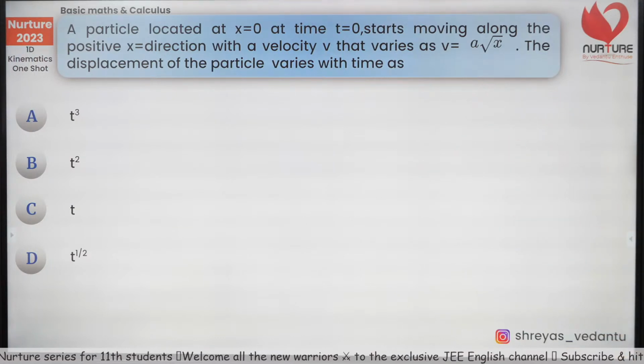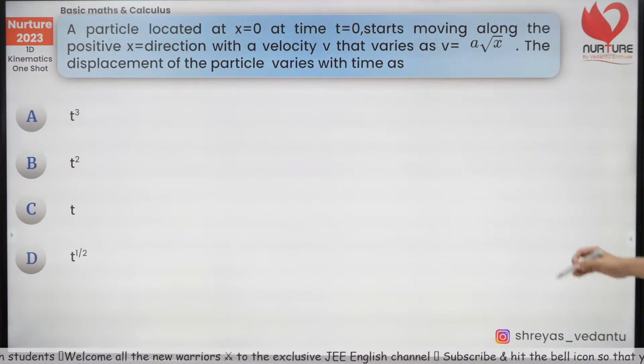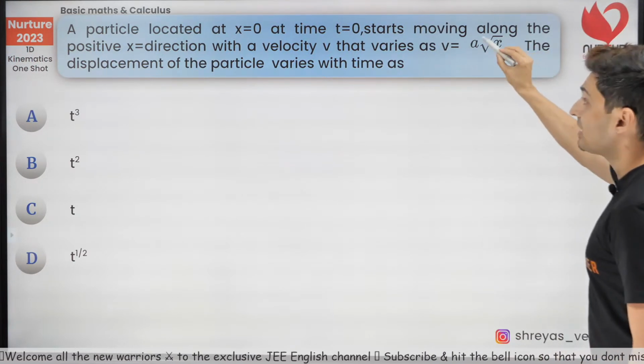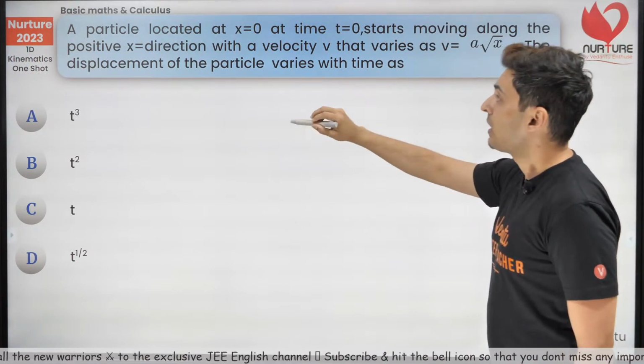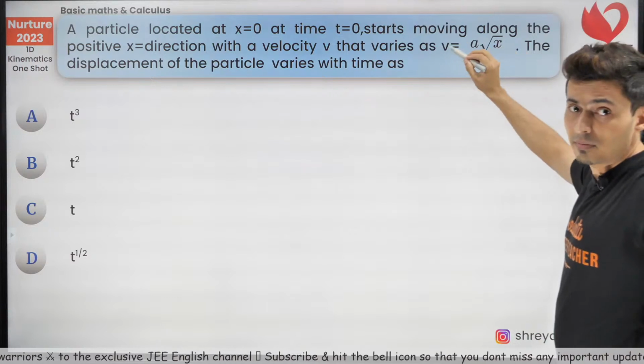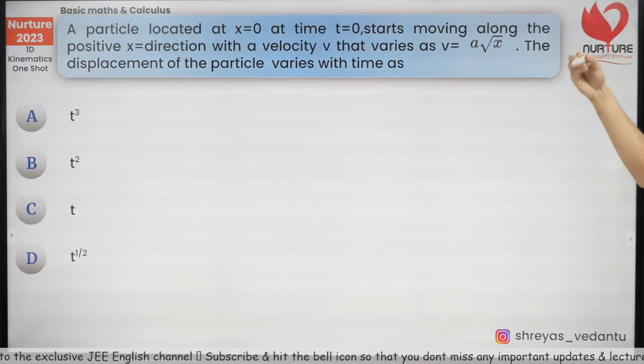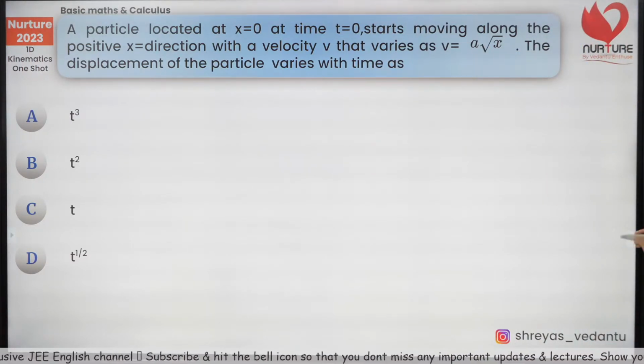A particle located at 0 at t equal to 0 starts moving with velocity as a function of x: v equals A root x. A is not acceleration, okay? A is some constant. Don't get confused. So then the displacement of the particle varies with time as?